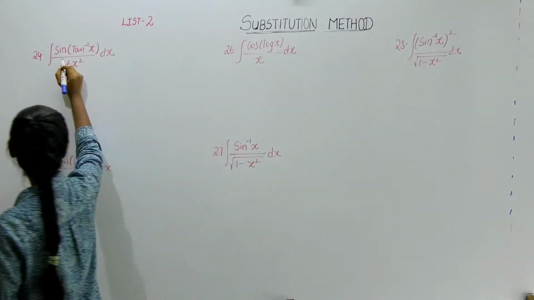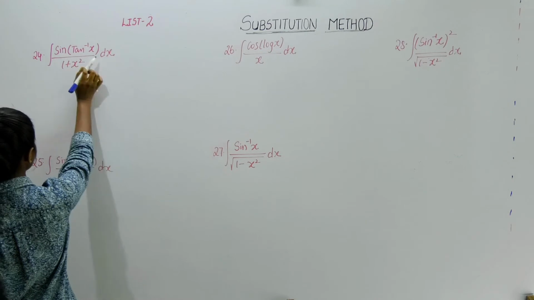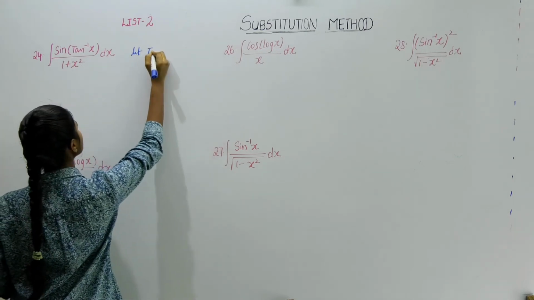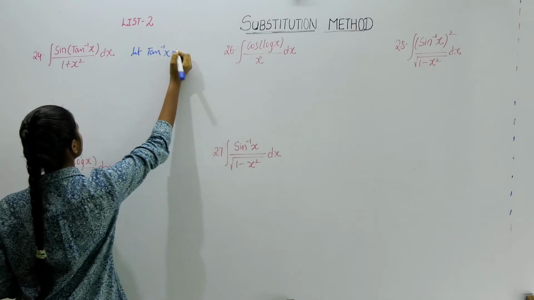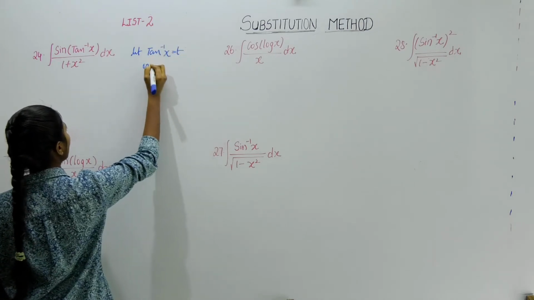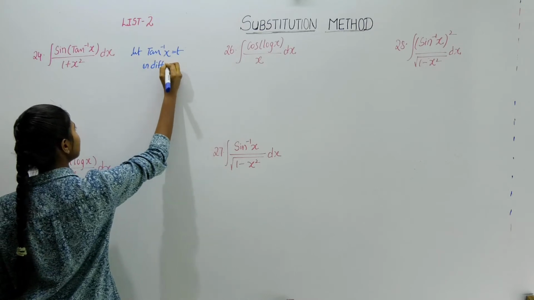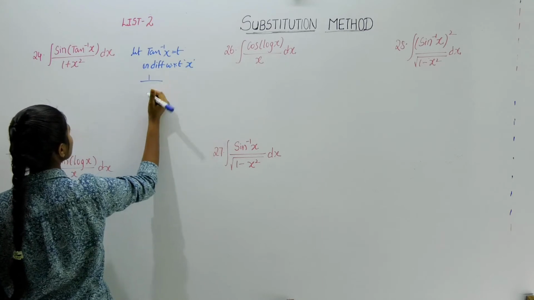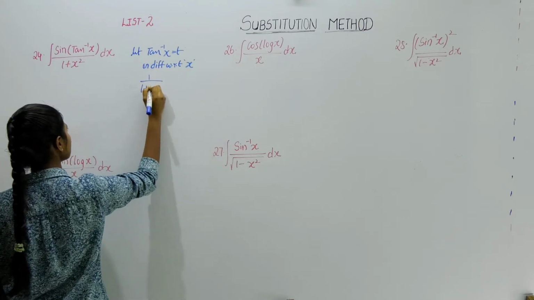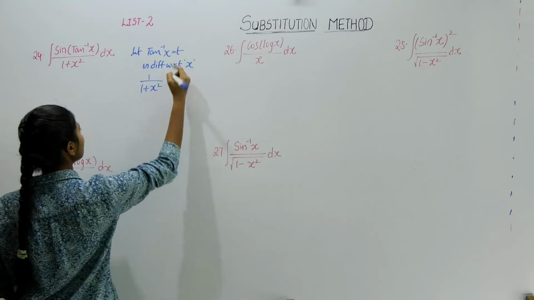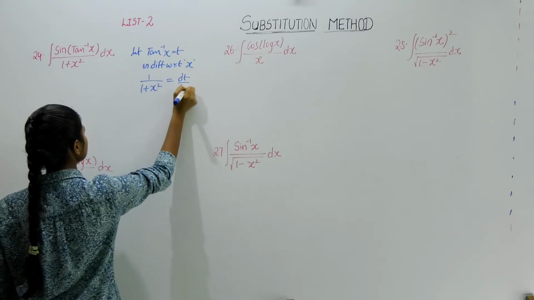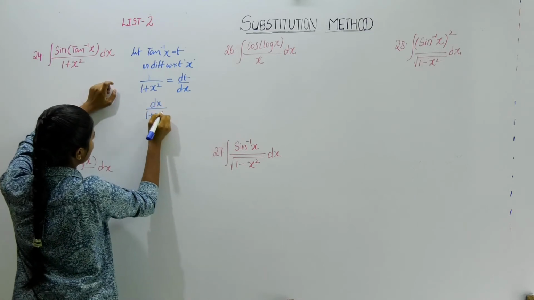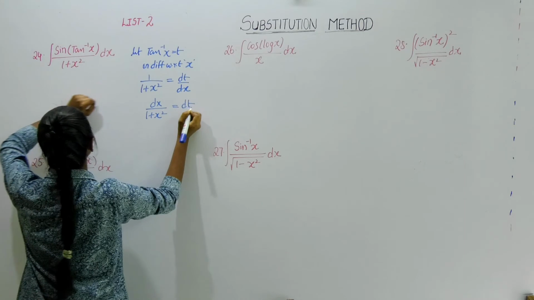Next one, 24th question. It is given as integral sine of tan inverse x by 1 plus x square dx. To solve this, let us assume tan inverse x is equals to t. On differentiating with respect to x on both the sides, d by dx of tan inverse x is 1 by 1 plus x square, and for t, dt by dx.